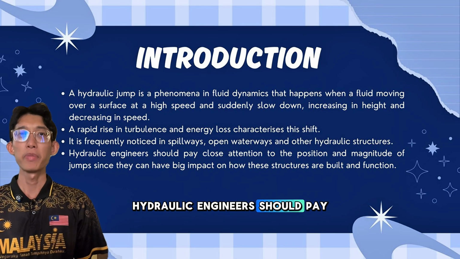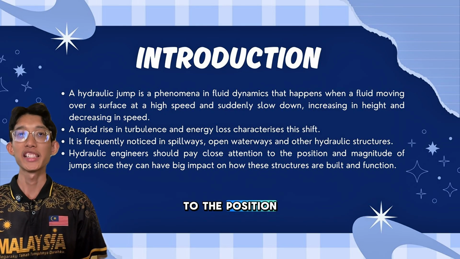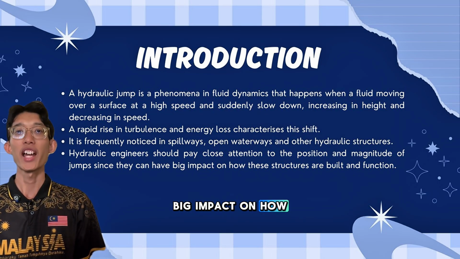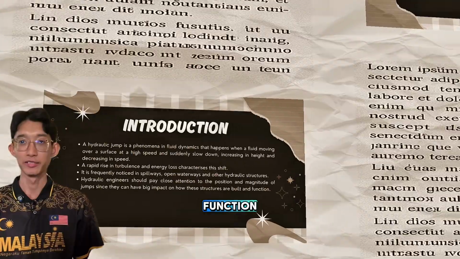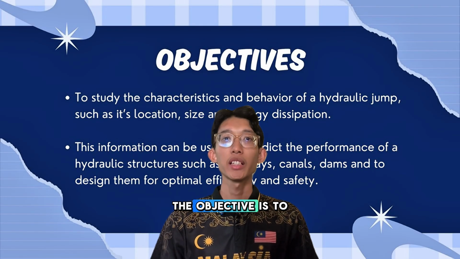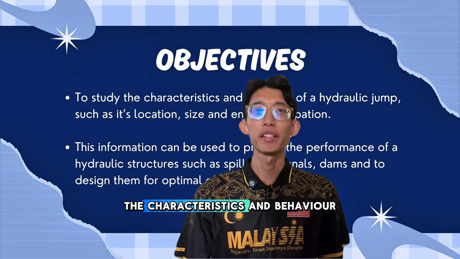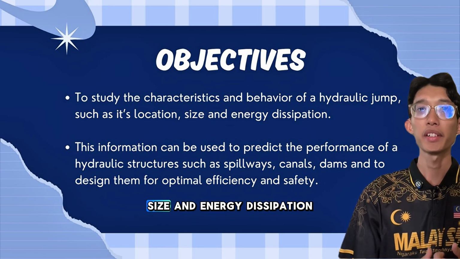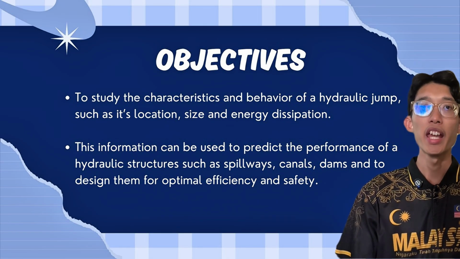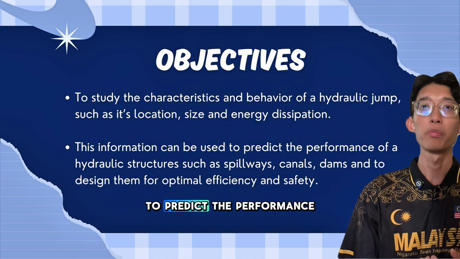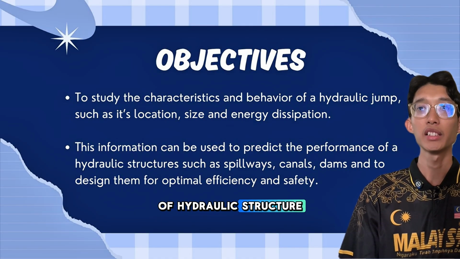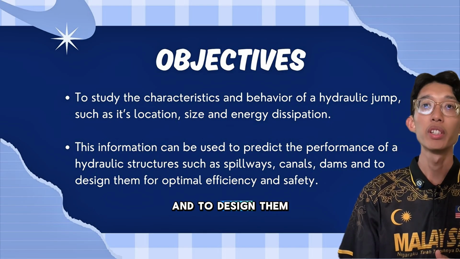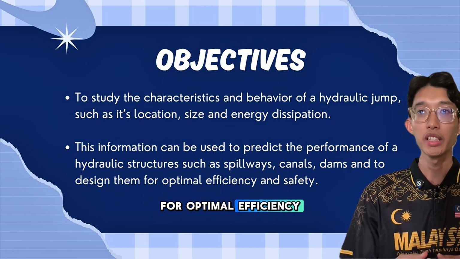Hydraulic engineers should pay close attention to the position and magnitude of jumps since they can have a big impact on how the structures are built and function. The objective is to study the characteristics and behavior of a hydraulic jump such as its location, size and energy dissipation, and the information can be used to predict the performance of hydraulic structures such as spillways, canals, dams, and to design them for optimal efficiency and safety.